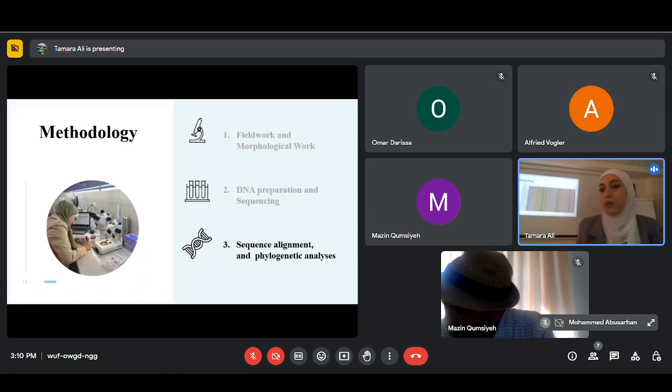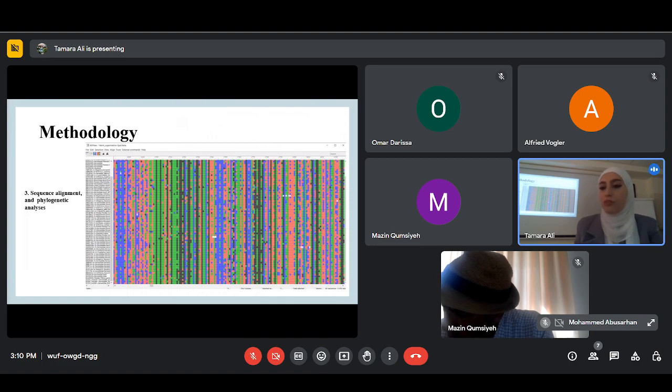Then we aligned the two families' matrix data set of DNA sequences from Palestine with two global supermatrix data sets by AliView. We used phylogenetic analysis to reconstruct the evolutionary relationships among the different beetle species based on the DNA sequences. This involved constructing a maximum likelihood tree. We built it in MEGA.